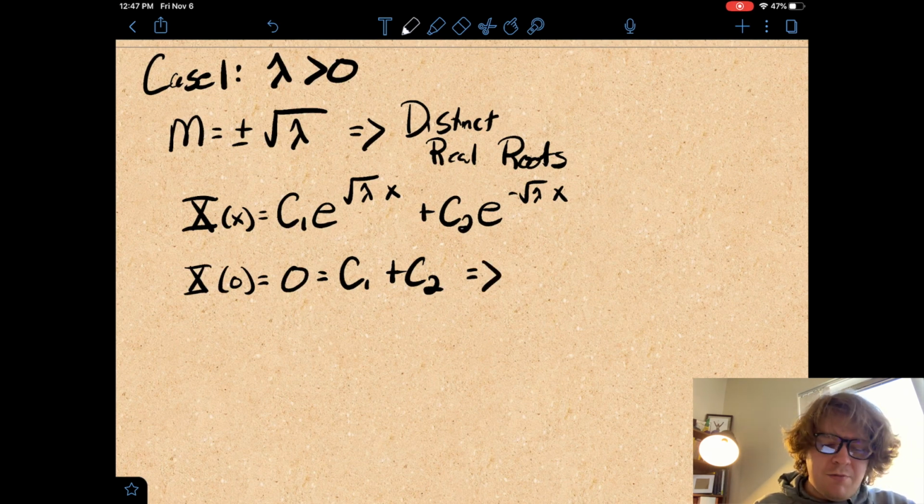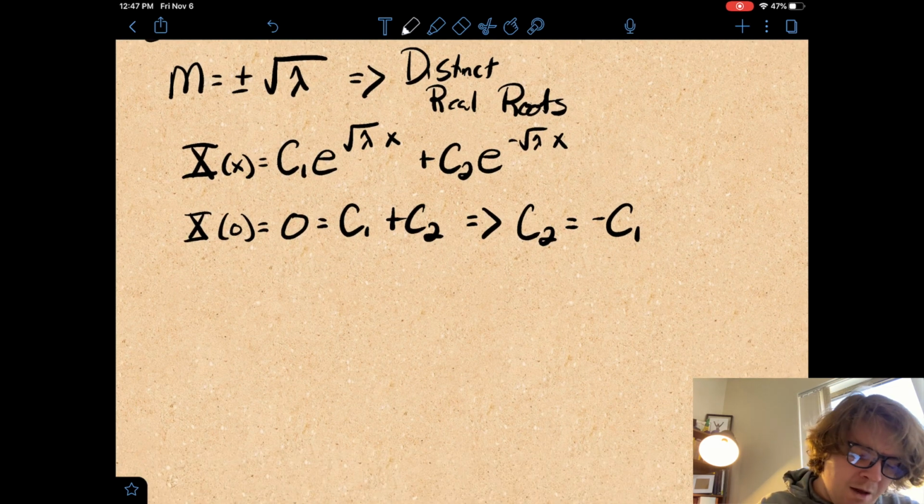We can go ahead and solve for one of these in terms of the other. I like to solve for c2 in terms of c1. So here we can say c2 equals negative c1. I think that's a reasonable statement to make. So let's plug that back into our solution.